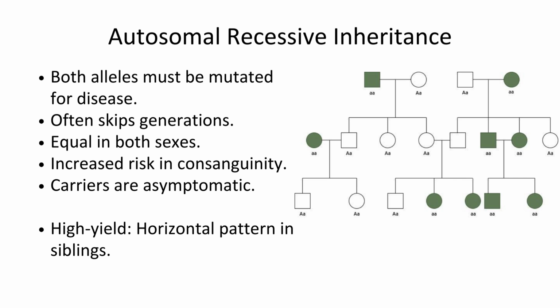Autosomal recessive conditions require 2 defective alleles, one from each parent, for disease expression. These disorders often skip generations and affect both sexes equally. They are more commonly seen in consanguineous relationships. Carriers are typically asymptomatic, which can make pedigree interpretation tricky. Look for a horizontal pattern: multiple affected siblings but unaffected parents.